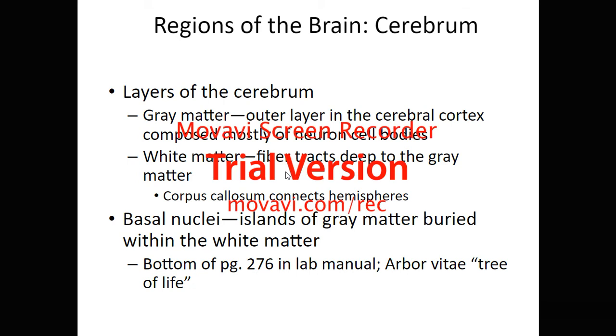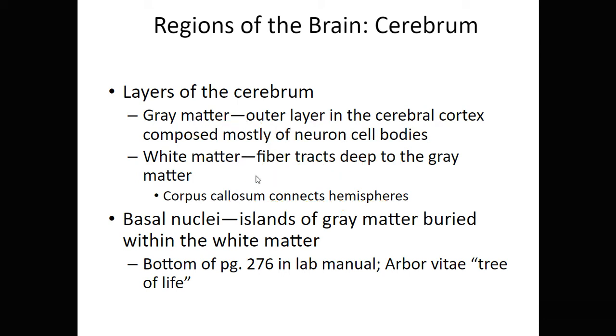Again, we talked about the corpus callosum. It connects the right and left hemispheres, and in the next couple of slides, you'll see an image of the corpus callosum. But again, it allows the left and right side of the hemispheres to communicate.